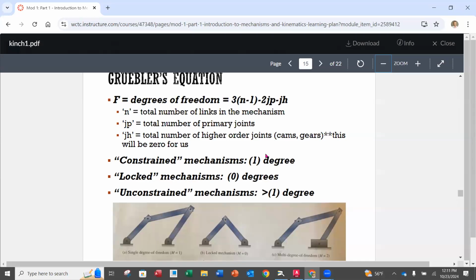So for instance, if I only have 1 degree of freedom, that means I only have to do one thing. We saw a toggle clamp the other day. I maybe just have to move that handle on the toggle clamp. That's one operation, 1 degree of freedom, in order to get it to clamp or unclamp. Okay.